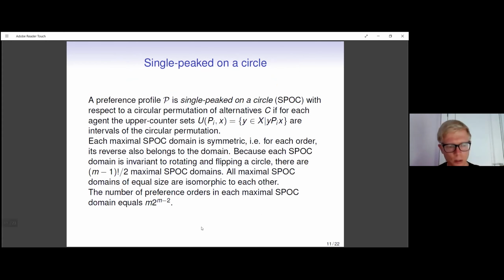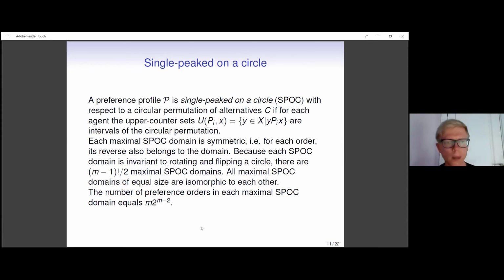Single-peaked on a circle. So we have another structure of the alternative space, not a line but a circle, but the same idea is that upper contour sets are intervals of a circle permutation. Single-peaked on a circle is not a condensed domain, so we have condensed cycles inside it, and it is symmetric. So we have, in some sense, single-peaked and single-dipped together. And this domain is invariant to rotating and flipping a circle.